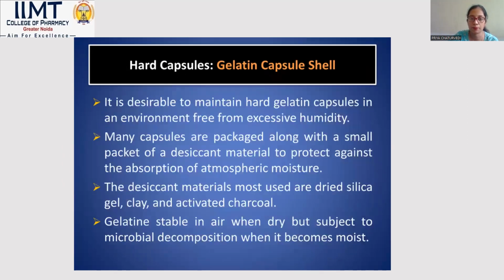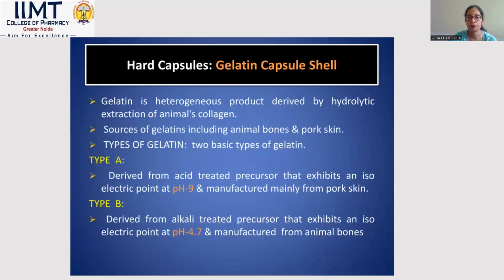Gelatin is obtained by partial hydrolysis of collagens, which is obtained from the skin, white connective tissues, and bones of the animal. It is desirable to maintain hard gelatin capsule in an environment which is free from excessive humidity. Many capsules are packed along with a small packet of desiccant material to protect against the absorption of atmospheric moisture. The desiccant materials most used are dried silica gel, clay, or activated charcoal. Gelatin is stable in air when dry but subject to microbial decomposition when it becomes moist.